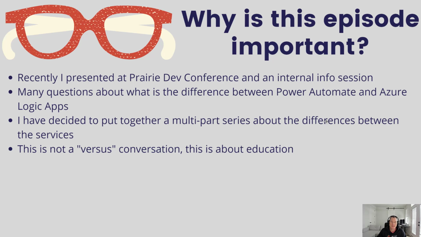So recently I presented at the Prairie Dev Conference in Regina and also another internal information session with another group outside of Power Automate and Azure Logic Apps. And so I continue to get a lot of questions about what is the difference between Power Automate and Logic Apps. And since these services change so much, even if you look over the last year how much they've changed, I figured it was worth putting together a multi-part series about what are the differences between these different services.